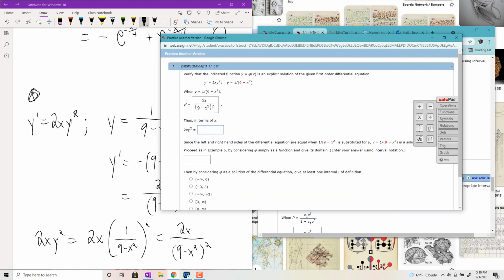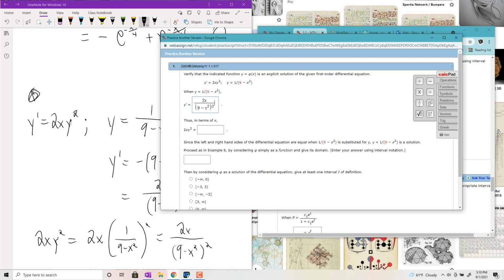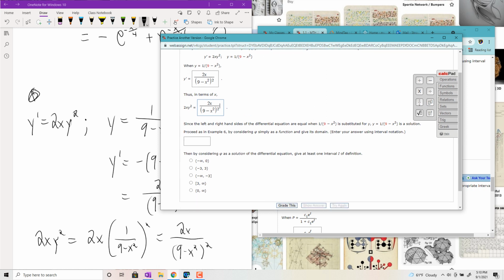Okay, so 2xy squared is 2x all over, well, basically the same thing from above. So let's just copy and paste, Control C, Control V. Since left and right hand sides of the differential equation are equal when you do the substitution, that's all you're doing: showing that the left and right are the same.